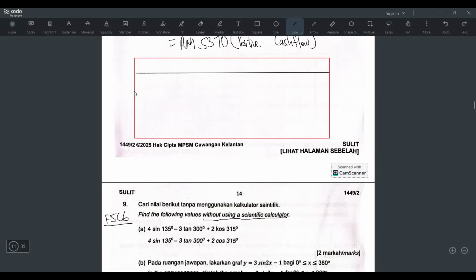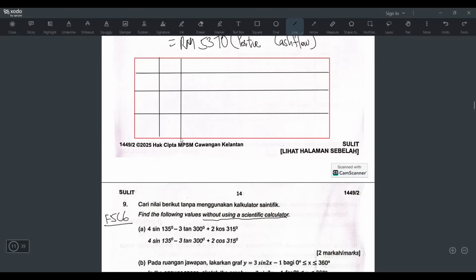So this will be sine, cos, tangent. And the special angles, there is 0, 90, 180, 270, 360, and then 30, 45, 60.